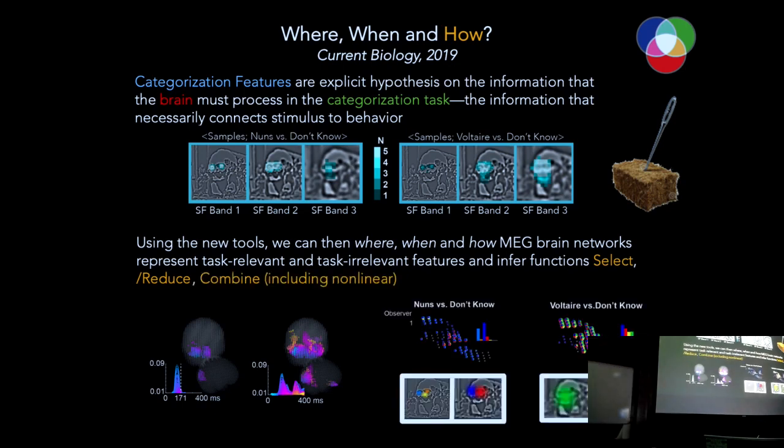And then we have also shown, at some level of precision, how the sources represent the features associated with different categorizations in the right fusiform gyrus.